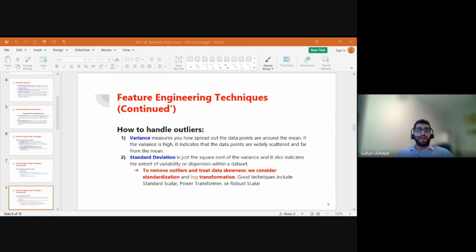So if we do a test for the dataset and we determine the variance and standard deviation, and we find out that there is high variability, or data points are widely scattered from the mean, then we need to think how to remove these outliers and treat data skewness. To do that, there are various feature engineering techniques such as standardization and log transformation to standardize the data or to apply log transformation for the data. Good techniques from scikit-learn include, for example, StandardScaler, PowerTransformer, or RobustScaler.